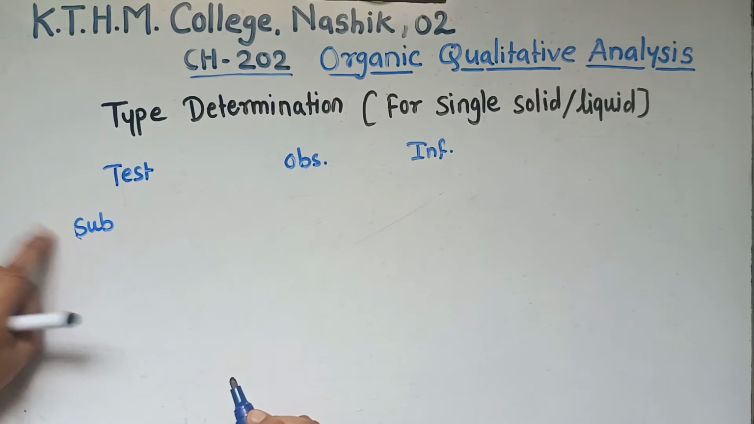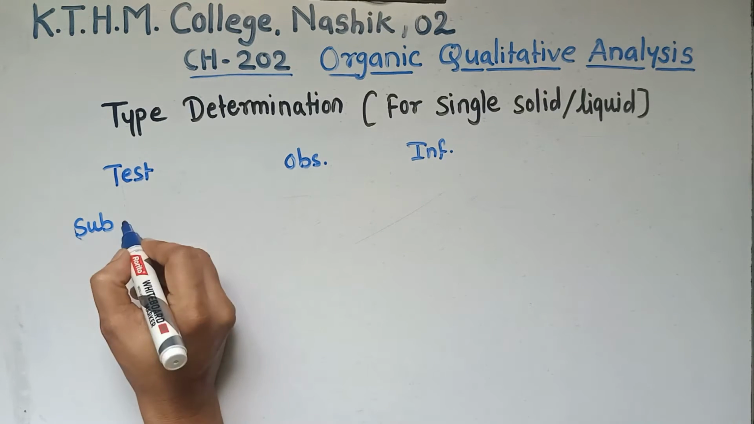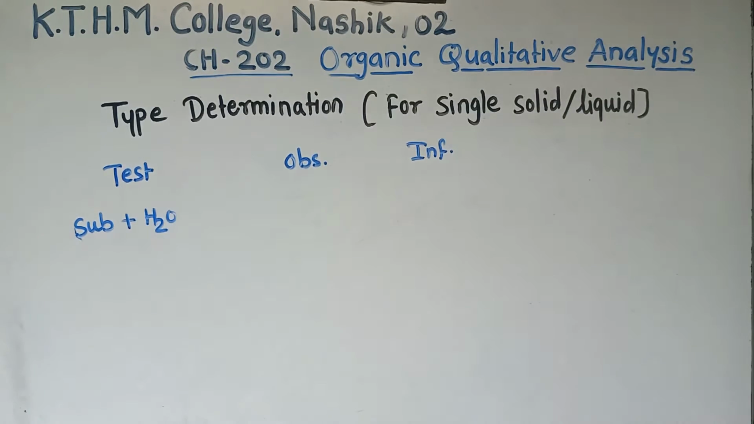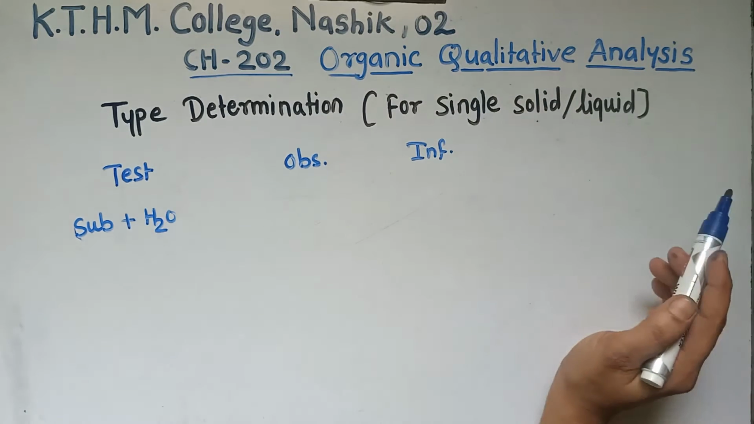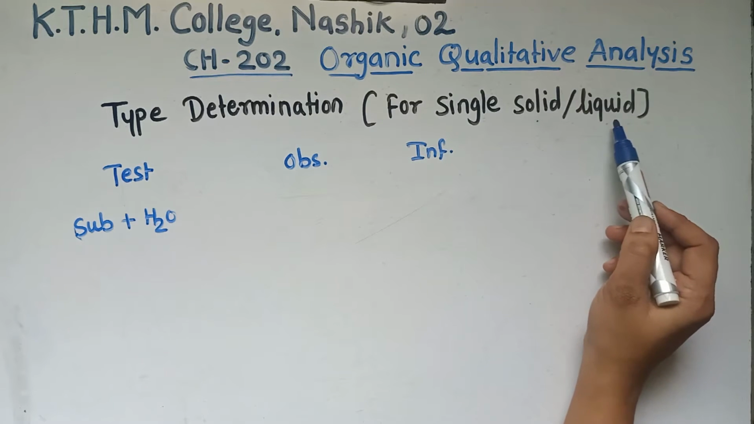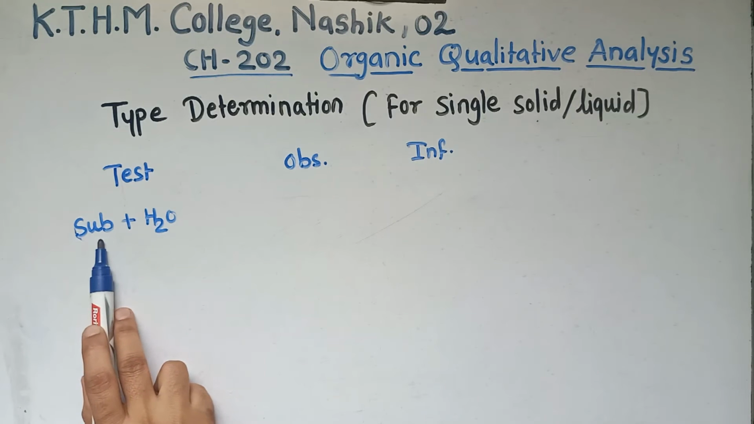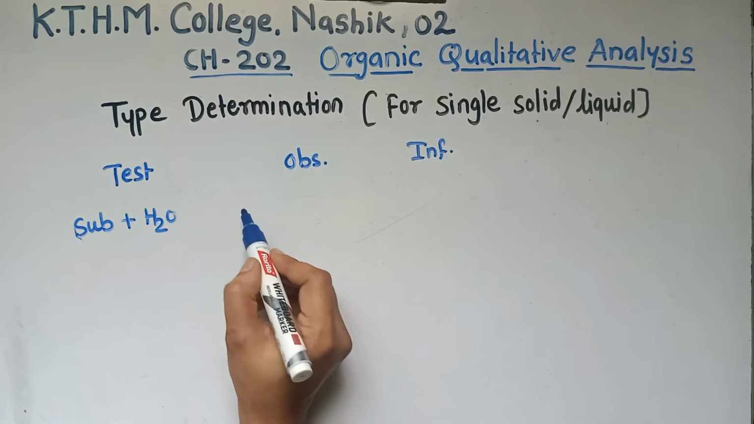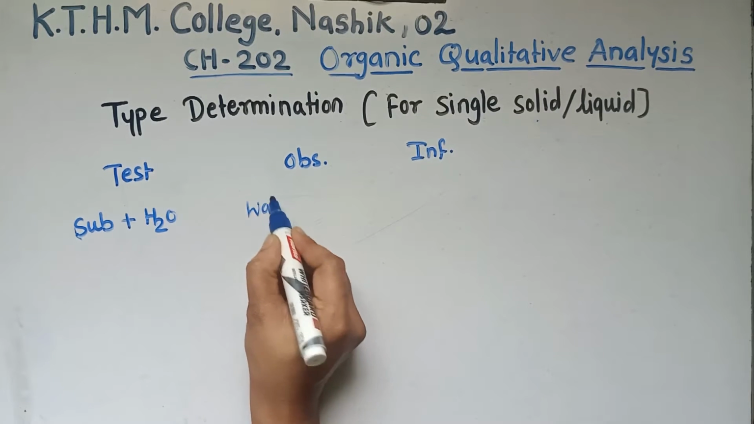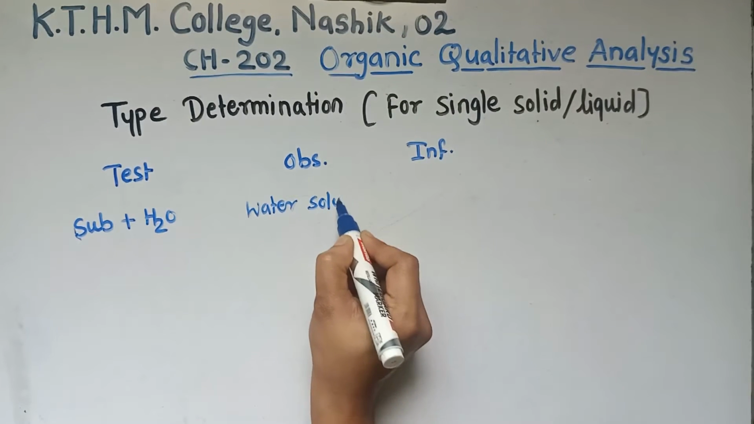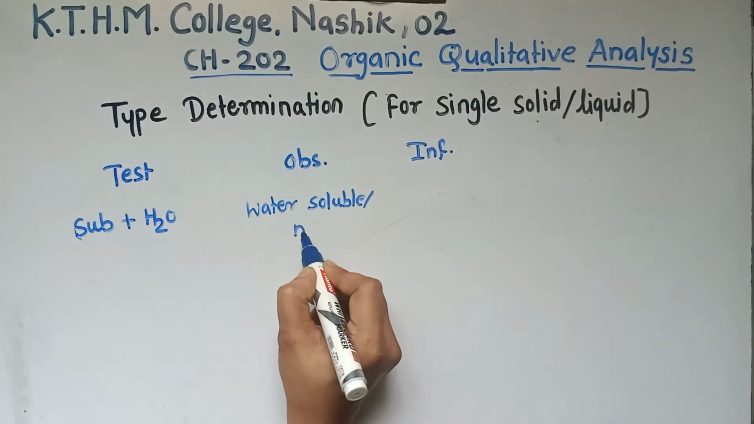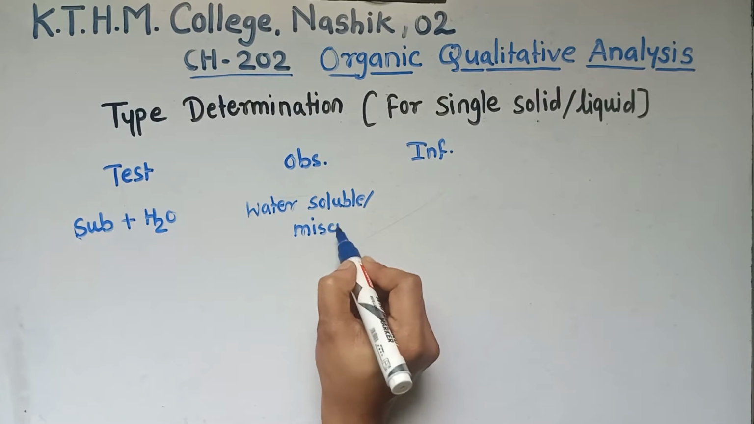In the test tube we take a small quantity of substance, either solid or liquid, then we add water and we shake the test tube. So what happens if our compound is completely soluble? If our compound is solid, then we use the term soluble, and if our compound is liquid, then we use the term miscible. So our compound is water soluble or it is water miscible.